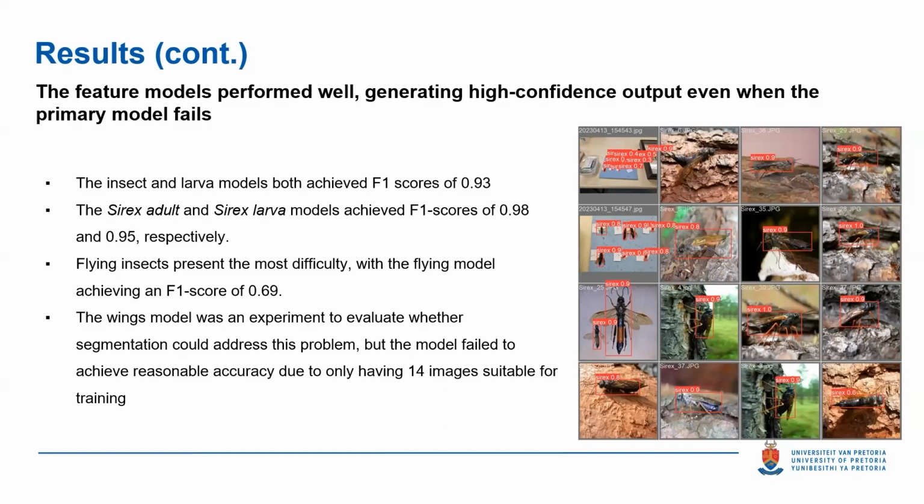Specifically, the insect and larva models both achieved F1 scores of 0.93. The Sirex adult and Sirex larva models also achieved high F1 scores of 0.98 and 0.95 respectively. These models, however, struggled a bit in terms of false positives on images of other insects. Flying insects presented the most difficulty, with the flying model achieving an F1 score of only 0.69. This is likely due to bounding boxes for insects with open wings including a large amount of background, thereby allowing the model to overfit on features that are not necessarily part of the insect itself.